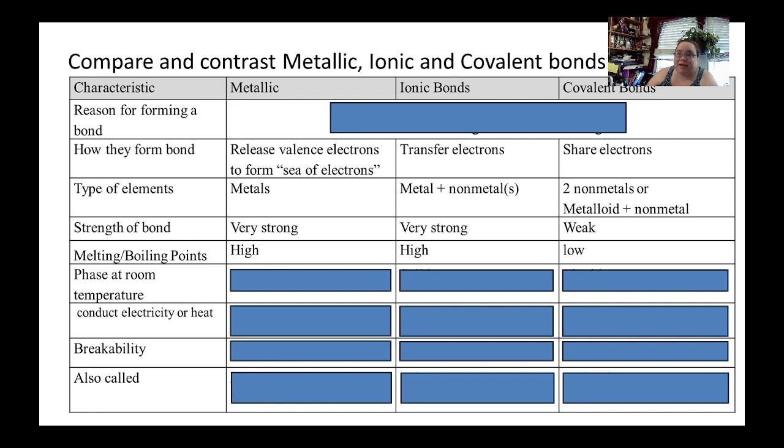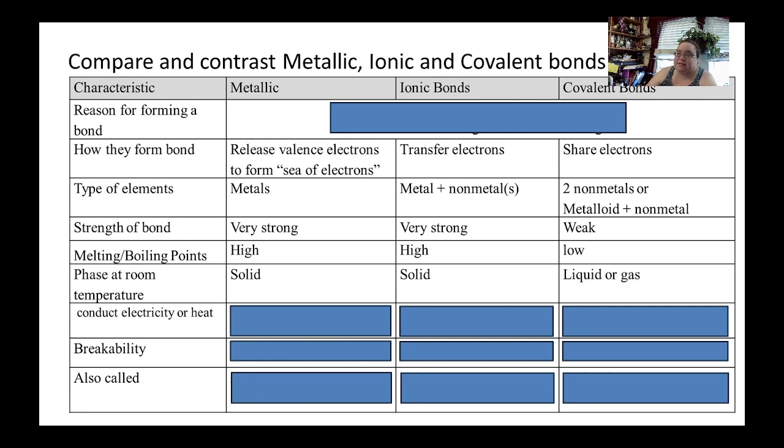Our metals and our ionics tend to be solids at room temperature. Specifically, ionics happen to form crystallized solids. They form crystal structures. Not that we're getting into the crystal structures for first year chem. Covalent bonds tend to be liquids or gases. If they are a solid, they're going to be very brittle or very breakable.